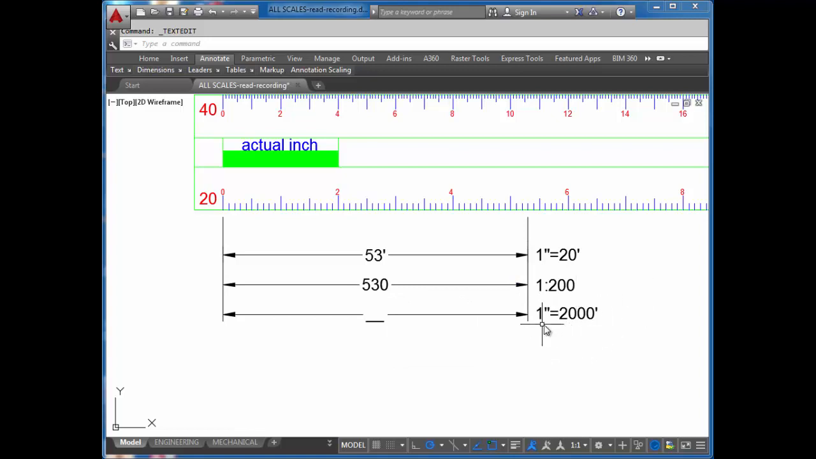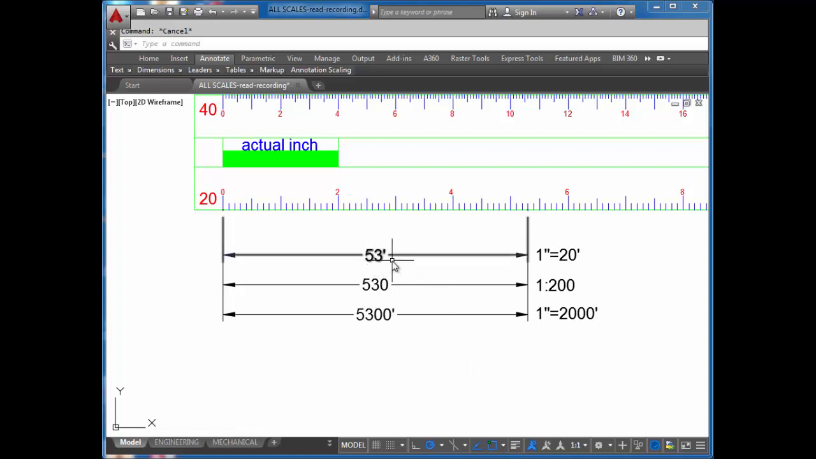For the last one, we have 1 inch equals 2,000 feet. So this is now 2,000 feet, 2,000 on the foot mark. So this would be 5,000 feet. This would be 6,000 feet. So these must be hundreds. So 100. So 5,300 feet would be our correct answer.